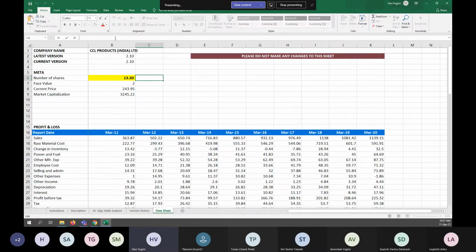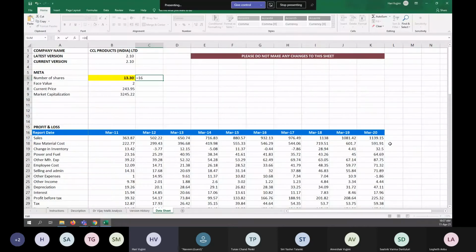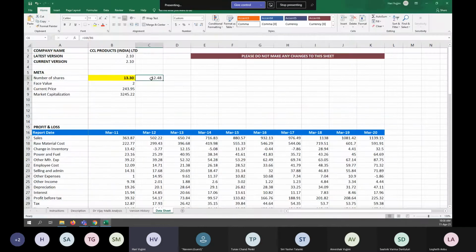I can also do a simple calculation to show you. I'm using Excel here. So 166 divided by 13.3, you see here, 12.48. That's almost the same, just a small difference in decimals. In this formula, I took the 166 million profit divided by the 13.3 million outstanding shares. Both are in millions, so the million cancels out, and we get 12.48. So for each share, it's 12.48 rupees.